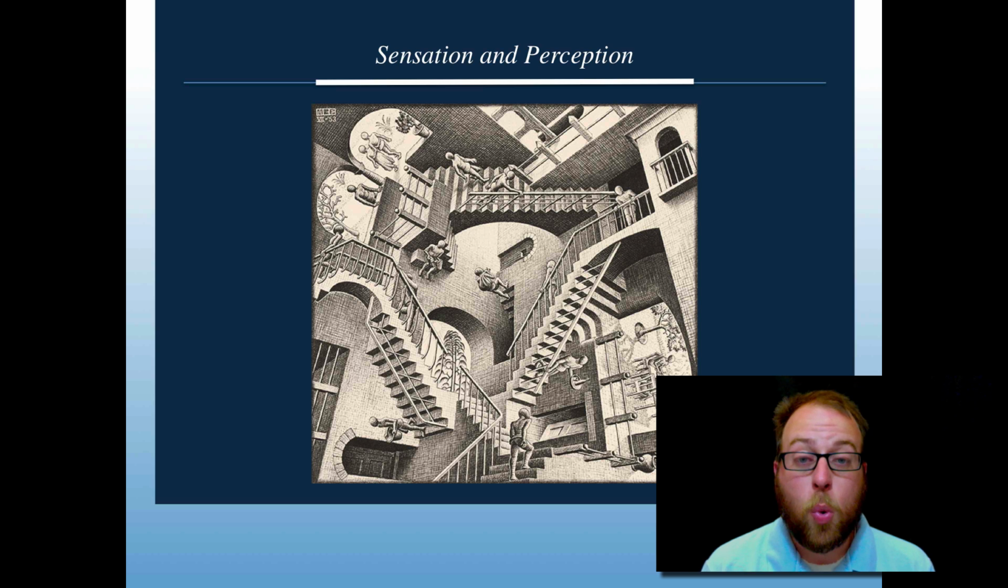Perception is the higher order process of making sense of all of the information acquired by those photons striking the retina. Your sensation system has no problem with this image. It's your perception, or trying to make sense of the image, that makes this such a challenging image to look at in some sense. We're going to begin by discussing sensation and then move on to discussing perception.